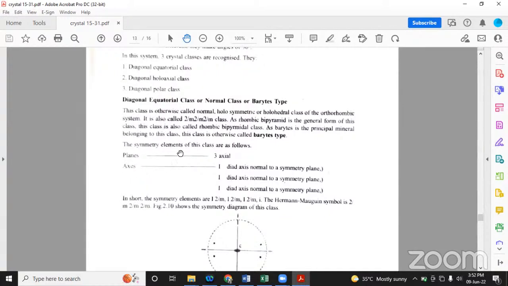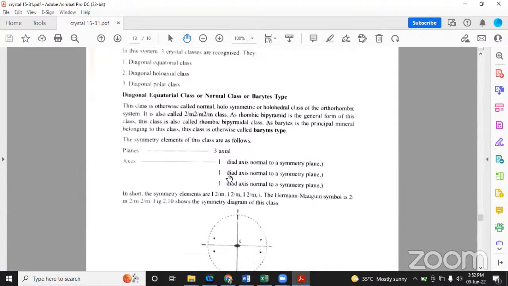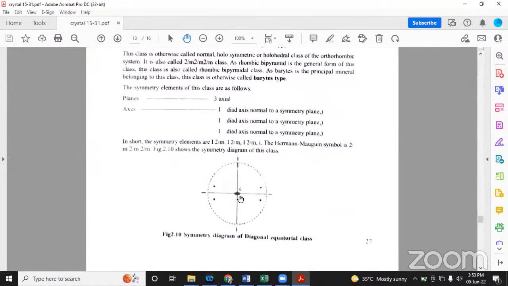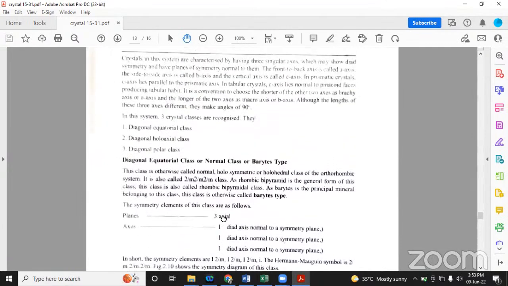The normal class has planes of symmetry: 3 axial planes. Axes of symmetry: 3 axes of twofold symmetry. One center of symmetry is also present in this orthorhombic system.